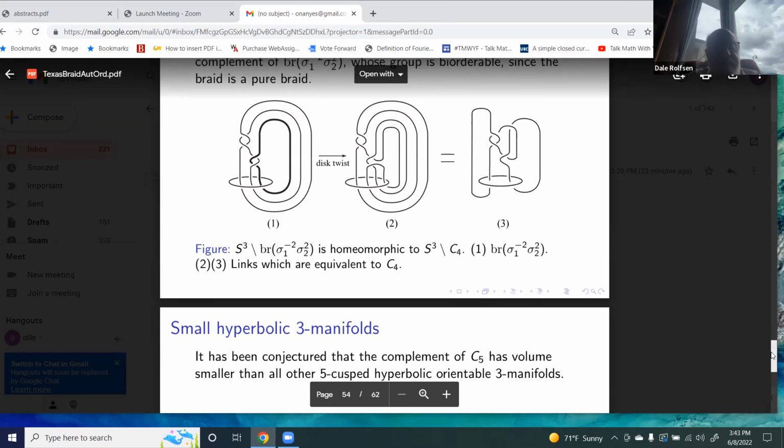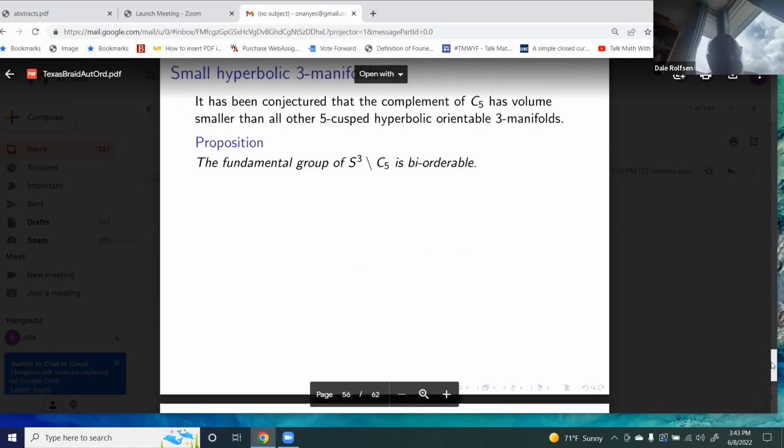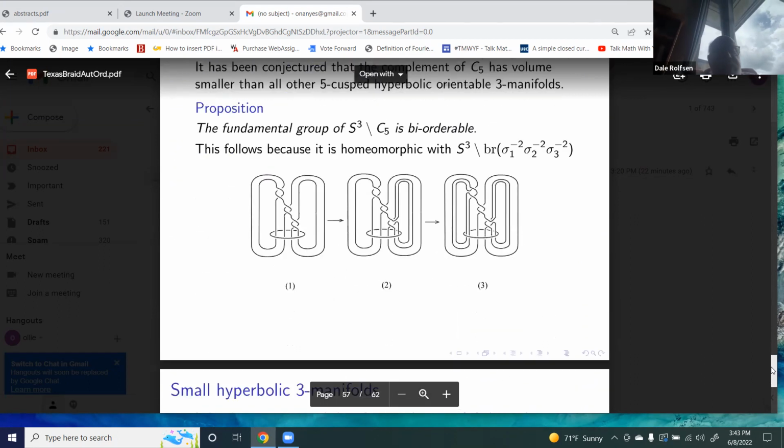For 5 cusps, it's conjectured that the complement of C5 has minimal volume among hyperbolic 5 cusp orientable 3-manifolds. And I claim that its complement is also biorderable. That's gotten by looking at the braided link of sigma 1 to the -2, sigma 2 to the -2, sigma 3 to the -2. You just fiddle with that and see that that's equivalent to C5.